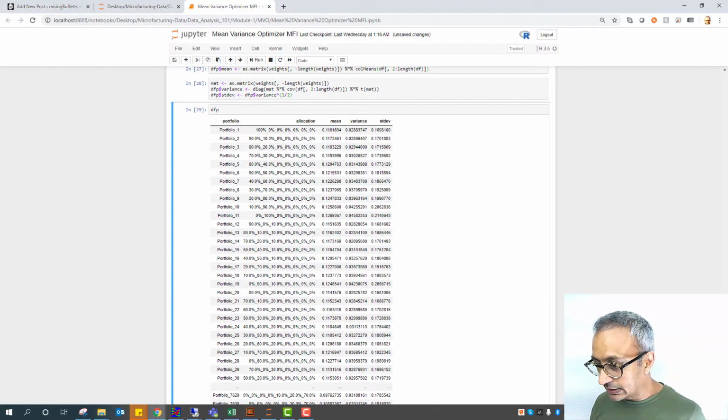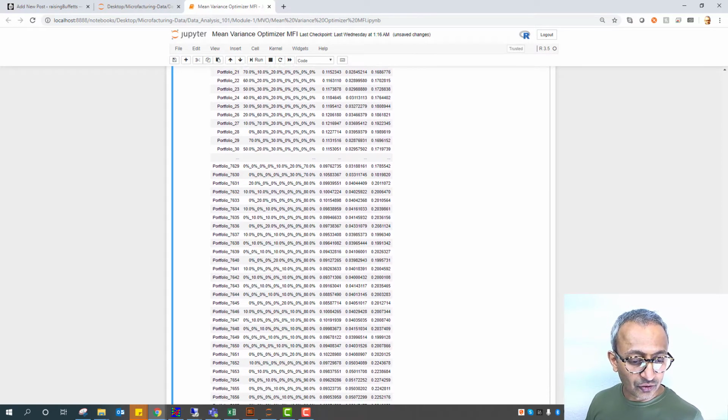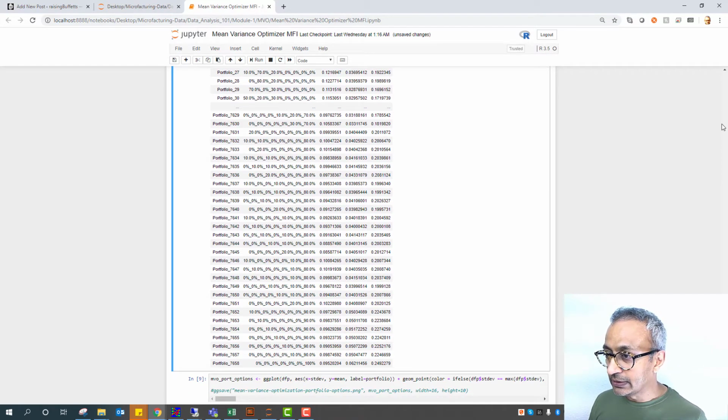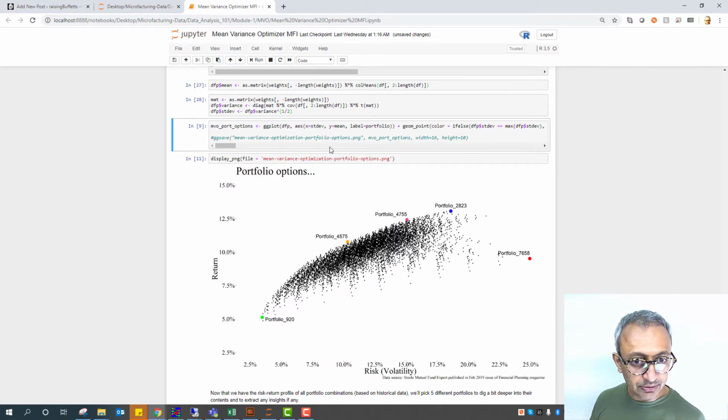And we do that for 7,658 portfolios. Imagine how quickly we did that. So imagine doing that by running through loops, and that's the power of matrix algebra. So it was a pretty quick operation to do that.